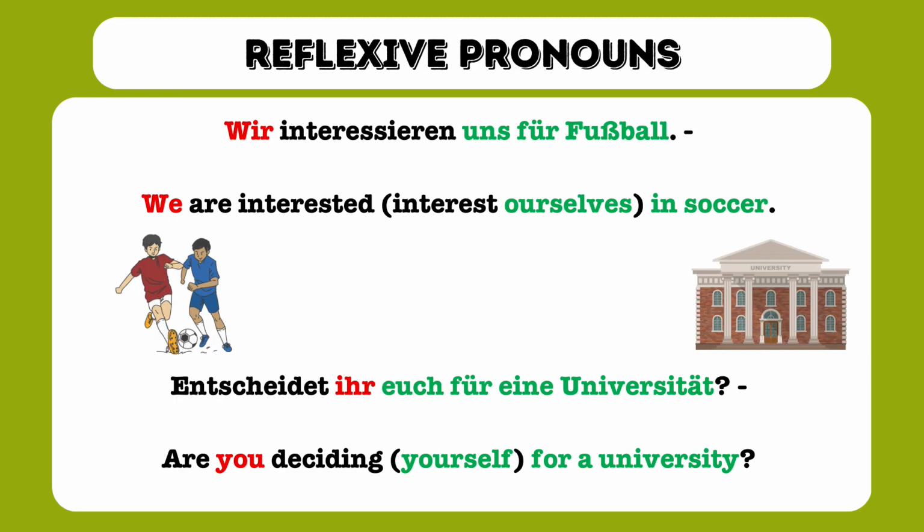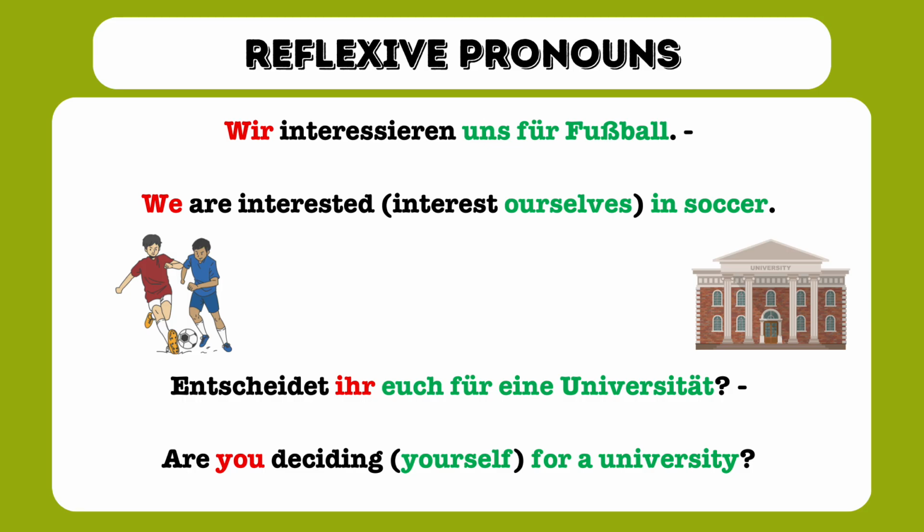Wir interessieren uns für Fußball. We are interested in soccer. Or we are interesting ourselves in soccer. When you are interested in something, you have to say we are interesting ourselves in this sentence. Here we have wir as our subject, and the thing being interested is also wir, but since this is the direct object case, the accusative case, we use uns instead. Wir interessieren uns für Fußball.